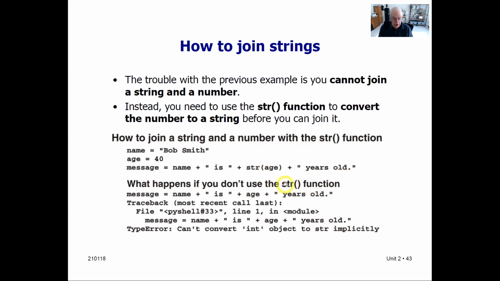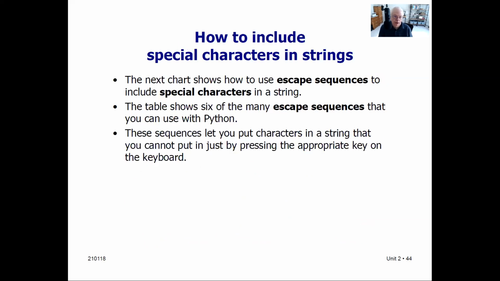So what happens if you don't use the string function? This is what you get, a big old error message, and it's going to be a type error. And that is fairly easy to diagnose when you see it. When you see type error, that's a data type error. Can't convert integer object to a string implicitly. That means the interpreter is unhappy and you have to go in and fix it. So that is what's going on there.